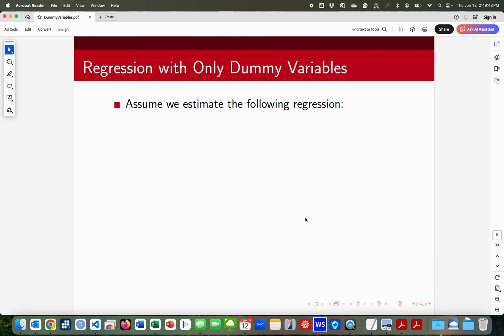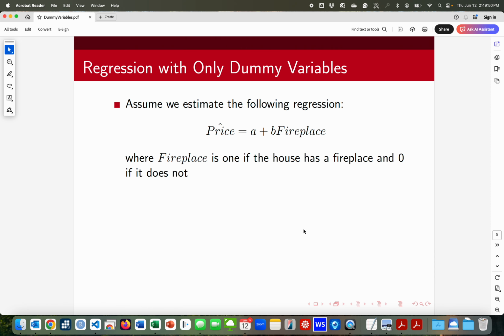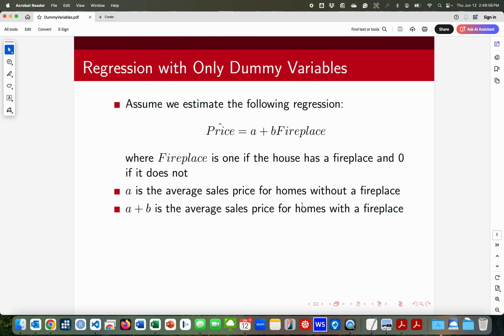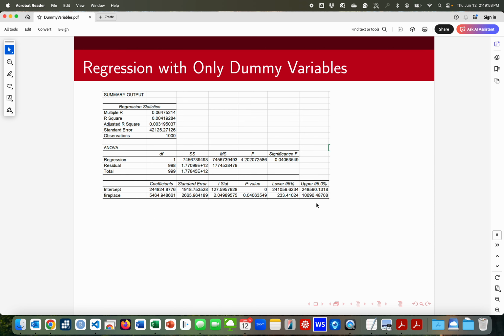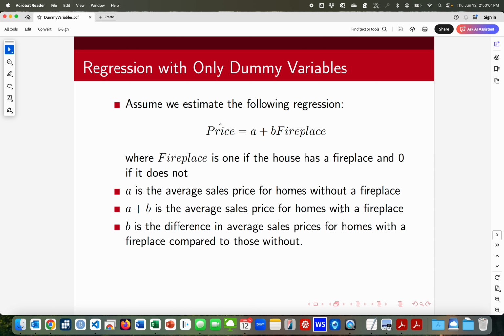So if a regression only has dummy variables, for example, we just look at the fireplace regression. So we look at homes with a fireplace compared to homes without a fireplace. This just helps you see that the coefficient there is the difference in average sales prices for homes with a fireplace compared to those without.